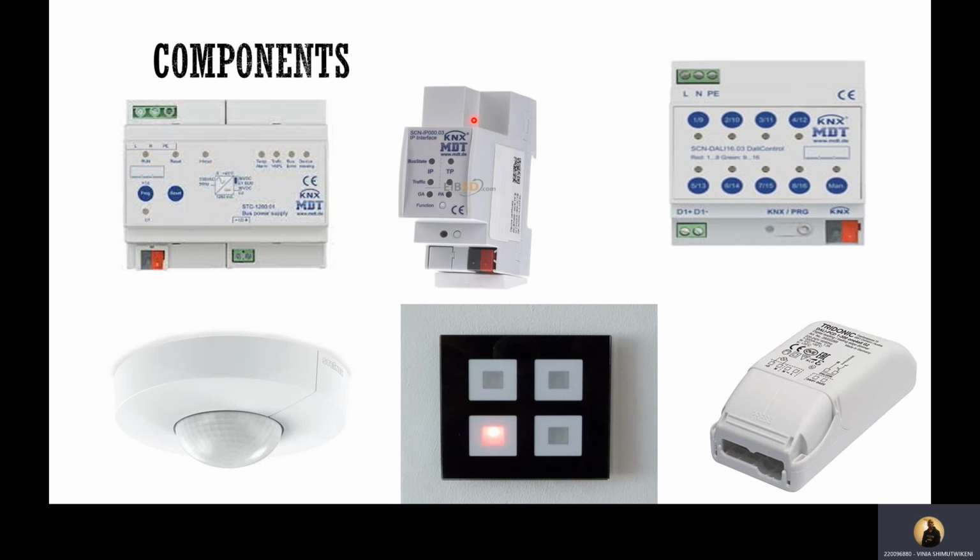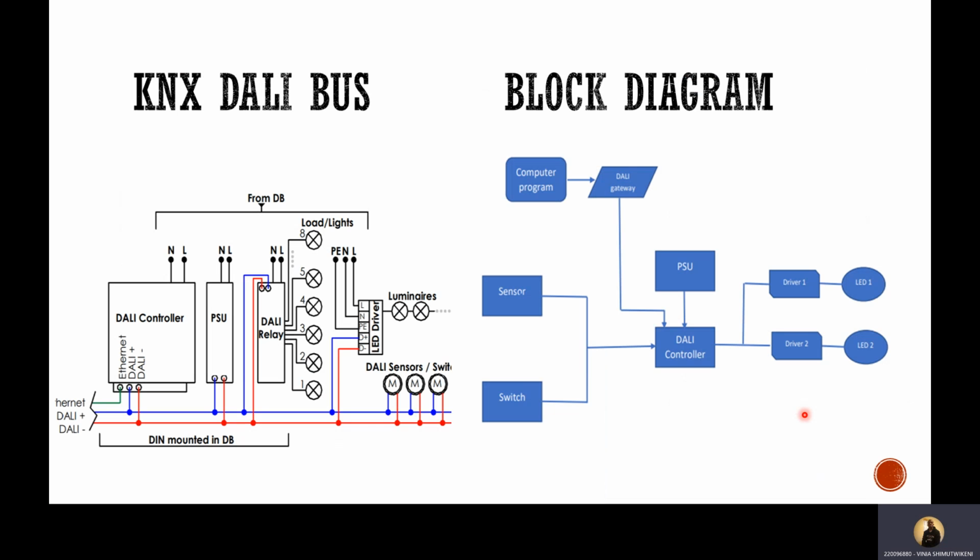This is the power supply. This is the IP interface. This is the DALI gateway. This is the Steinel IS3360 sensor, then this is the glass switch, and then this is the DALI driver. So this is my KNX DALI bus. As you can see, I've got the DALI controller, power supply, the load lights, the DALI relays, and then the luminaires, and the inputs to the system, which are the sensors and the switch.